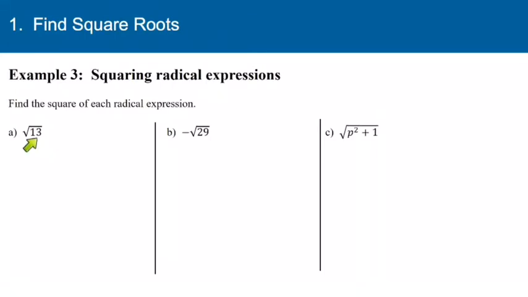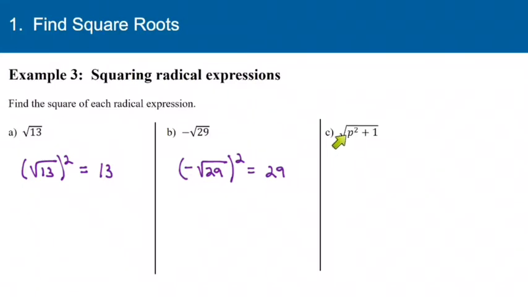So we have square root of 13. If we square that, well, we know that the square and the square root undo each other, and so the square root of 13 squared is just 13. On part B, we have negative square root of 29. So if we take this expression and put it in parentheses and square it, the negative times itself is positive, and the square root of 29 times itself is just 29. So we end up with positive 29.